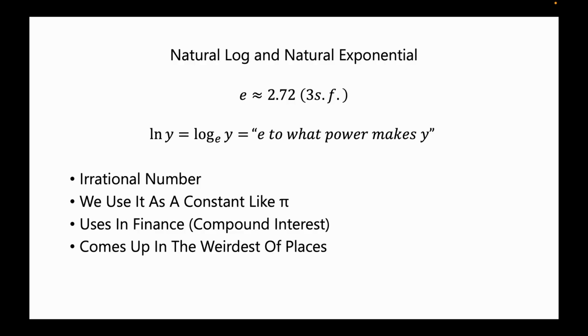And if we have a logarithm with a base of e, you can shorten it to ln instead of log base e. And it's just asking, e to what power makes y? So e is an irrational number. It's a bit like pi. It's probably going to be the second constant that you'll learn. It's used in finance, and it honestly comes up in the weirdest of places.